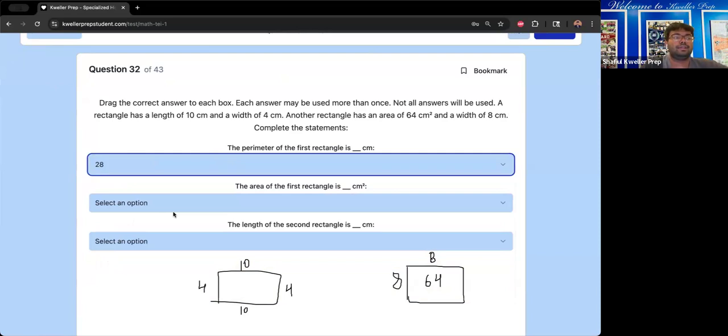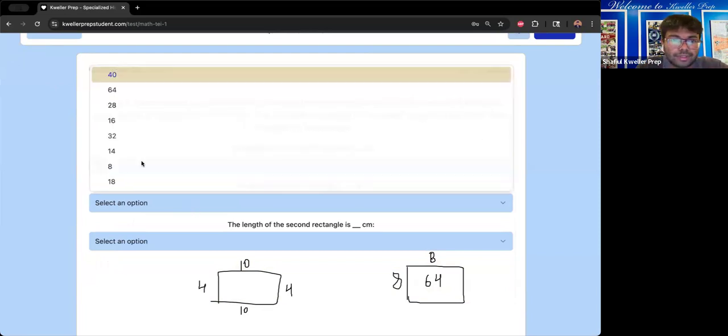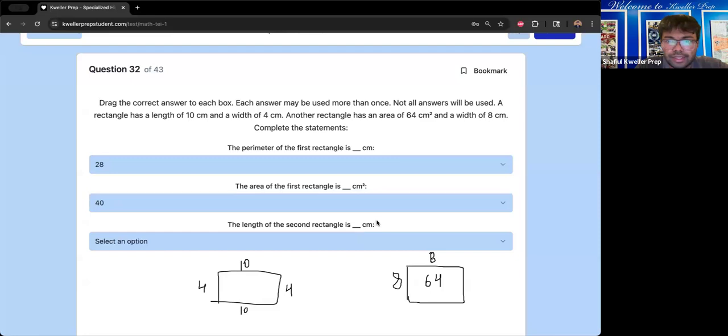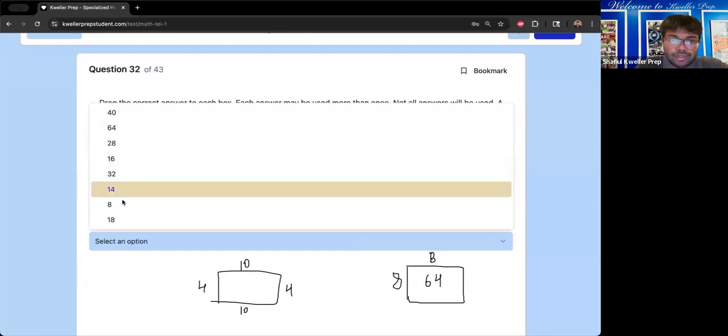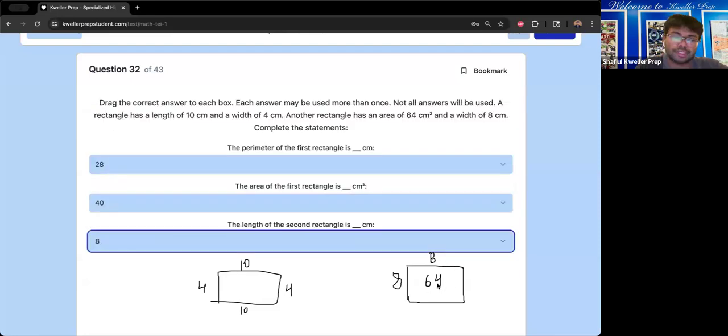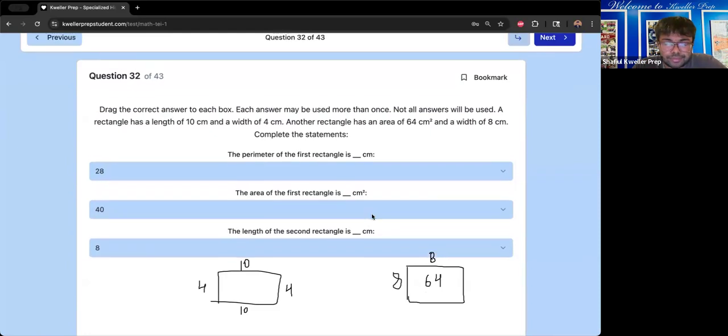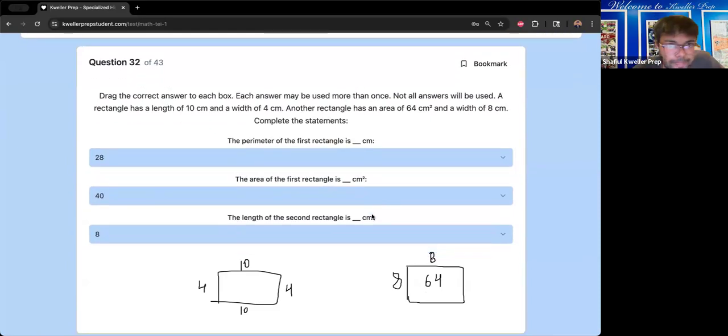Okay. Next part, the area of the first rectangle, did they give it to us? No, they didn't, but 10 times 4 is 40. The length of the second rectangle is 8. This is very simple. You know the area is 64. The width is 8, so the length is just going to be 8. So yeah. Does anyone have any questions on this?